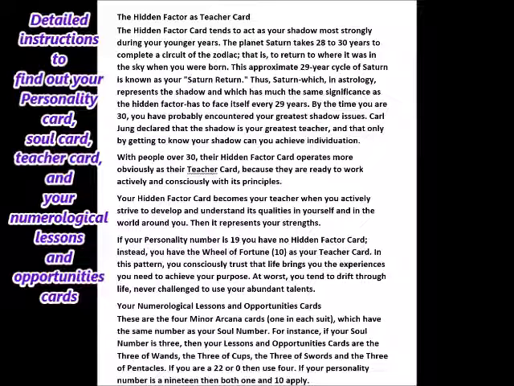Your numerological lessons and opportunities cards. These are the 4 minor arcana cards, one in each suit, which have the same number as your soul number. For instance, if your soul number is 3, then your lessons and opportunities cards are the 3 of Wands, the 3 of Cups, the 3 of Swords, and the 3 of Pentacles. If you are a 22 or 0, then use 4. If your personality number is a 19, then both 1 and 10 apply.